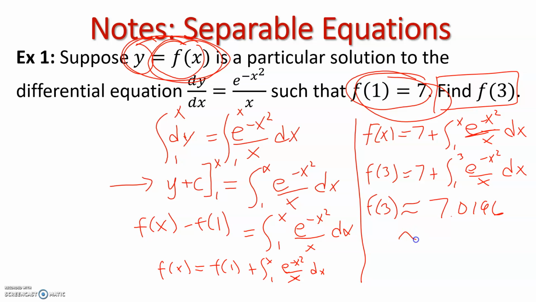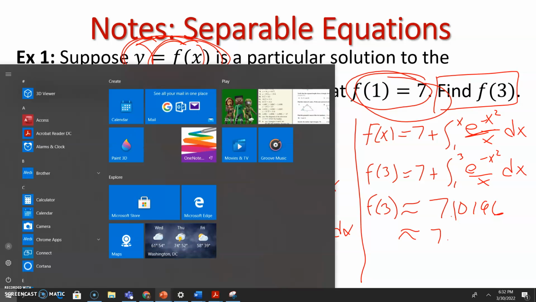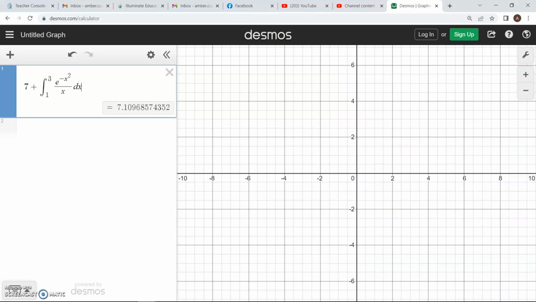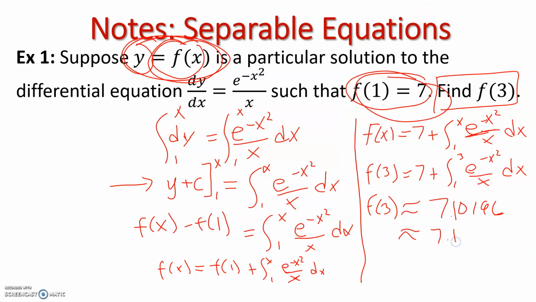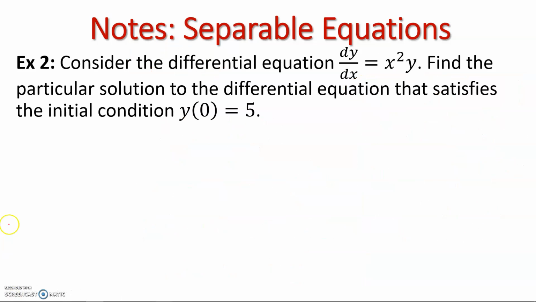7.0196. And if we round it to the nearest thousandth, that would be, let me look back, make sure I write that correctly, 7.10196. So that is 7.110 if we round. And that's example 1. All right, let's take a look at example 2.